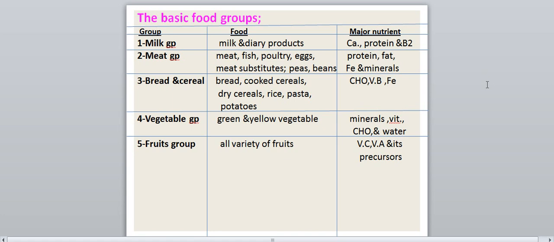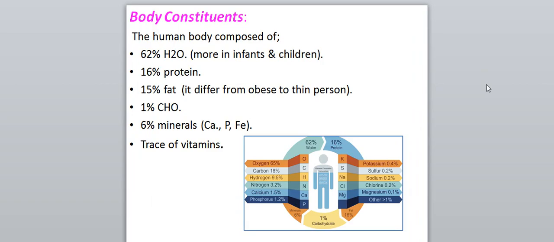The bread and cereals group contains bread, cooked cereals, dry cereals, rice, pasta, potatoes, and they supply major nutrients of carbohydrate, vitamin B, and iron. And also the vegetable group, green and yellow vegetables, they supply major nutrients of minerals, vitamins, carbohydrate, and water. Fruit group, all varieties of fruits, they supply vitamin C, vitamin A and its precursors. So these are the basic food supplies.